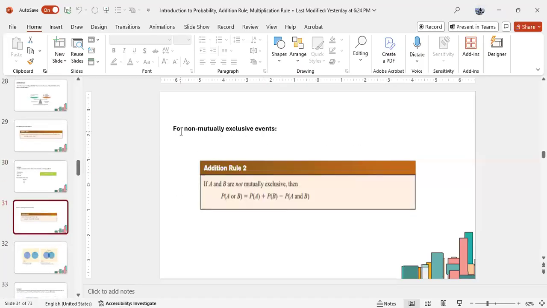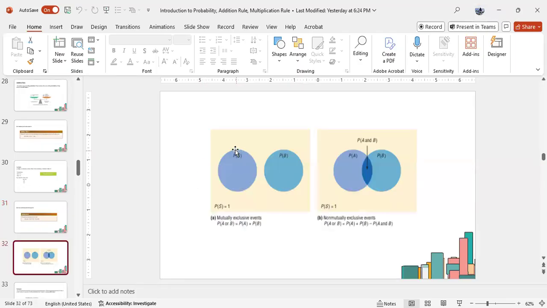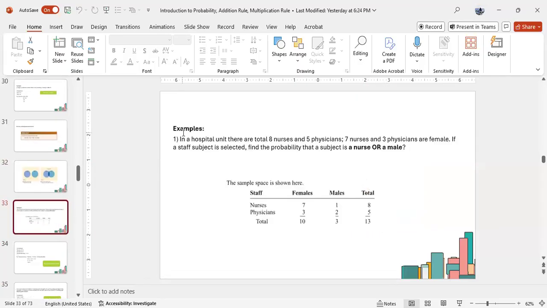For non-mutually exclusive events, we have addition rule number 2, which states that when events are non-mutually exclusive, then probability of A or B is equal to probability of A plus probability of B minus probability of the shared space of A and B. We do this to prevent duplication. You can see that these are mutually exclusive events, so we apply this formula of simple sum of both probabilities, and this is a non-mutually exclusive event with a shared space. So we apply the formula of probability of A plus probability of B minus probability of this shared space of A and B. Consider this example.